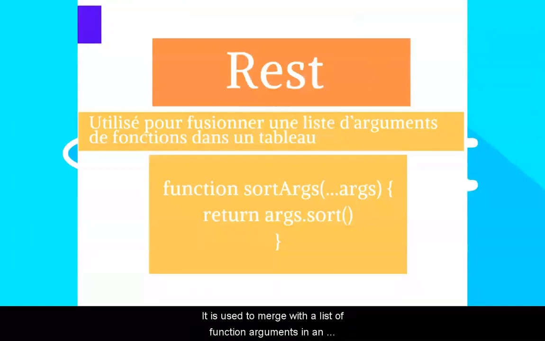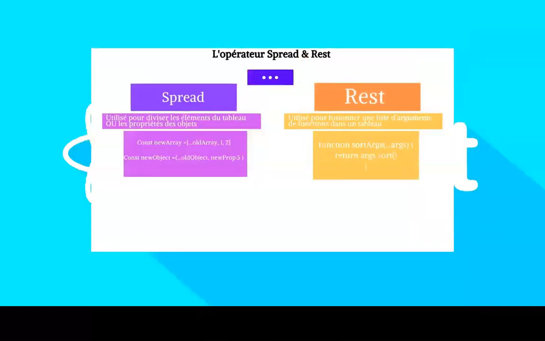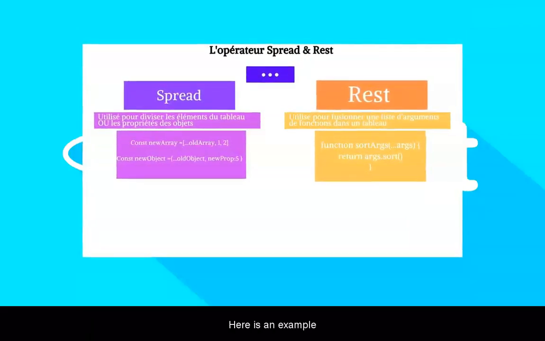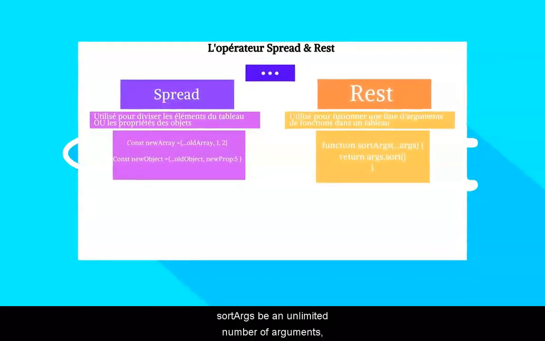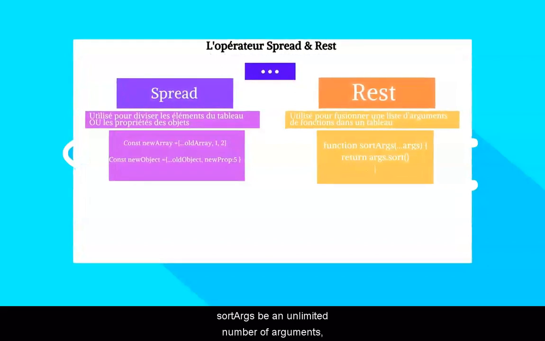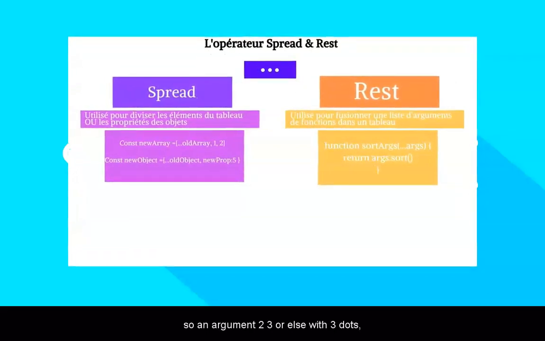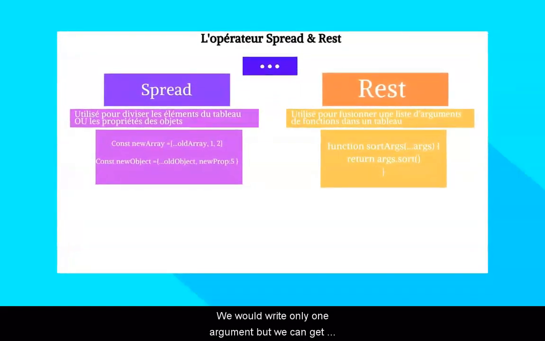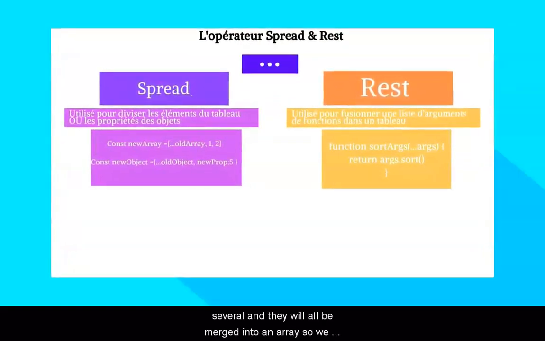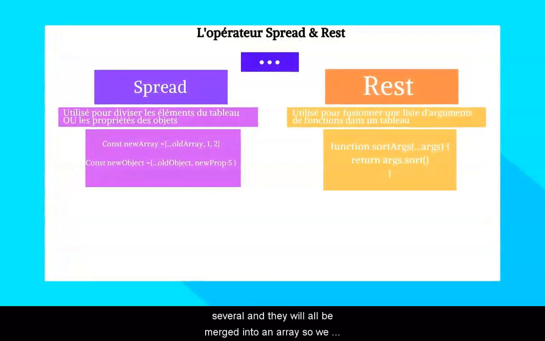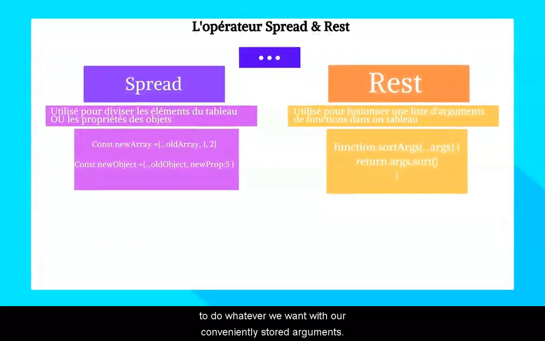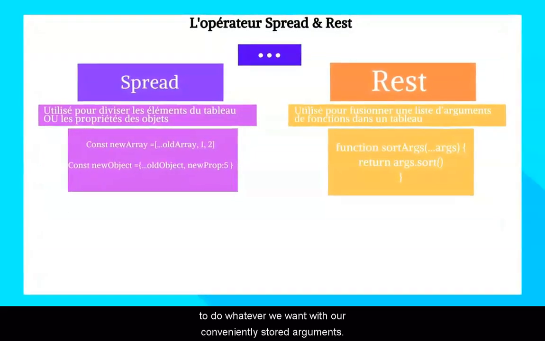Now the rest operator is the same thing, but it is used differently. It is used to merge a list of function arguments into an array, and this shows us where to use it. We use it in a list of function arguments. Here is an example. Say args is an unlimited number of arguments, so an argument 2, 3, or else, with 3 dots. We would write only one argument, but we can get several ones, and they will all be merged into an array, so we can then apply array methods to our argument list to do whatever we want with our conveniently stored arguments.